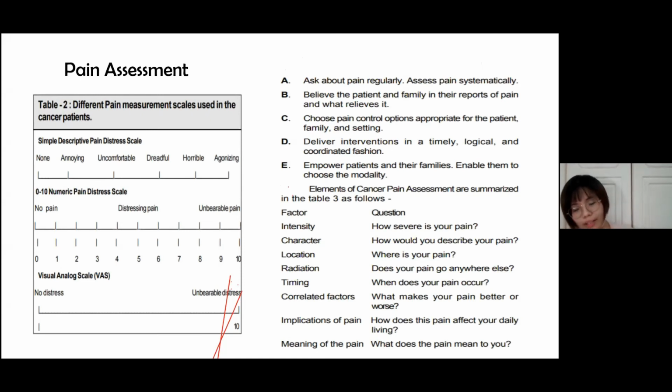Does the pain go anywhere else? When does the pain occur? What makes your pain better or worse? Or how does the pain affect your daily living? And what does the pain mean to you?